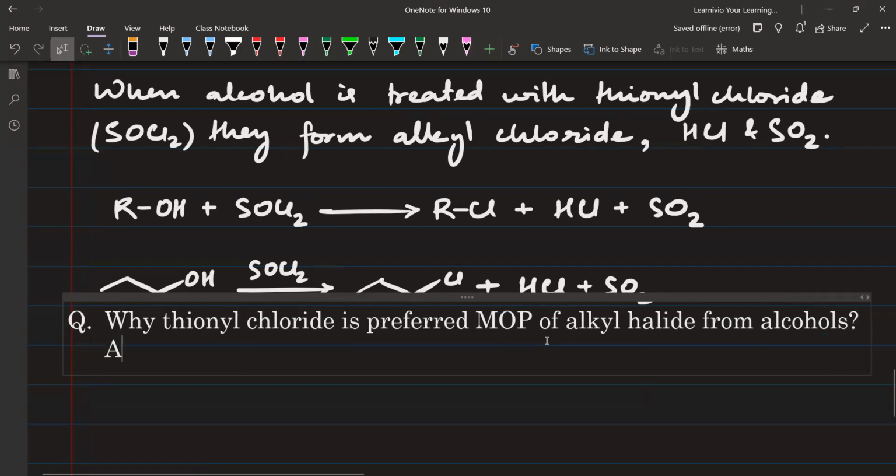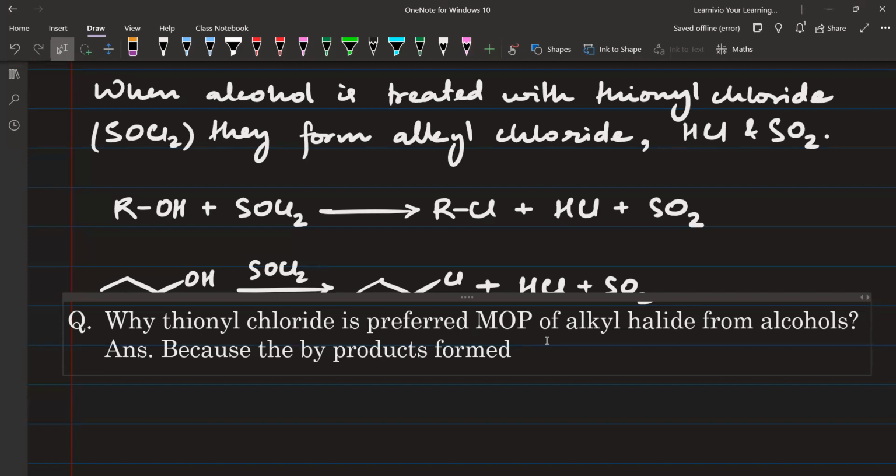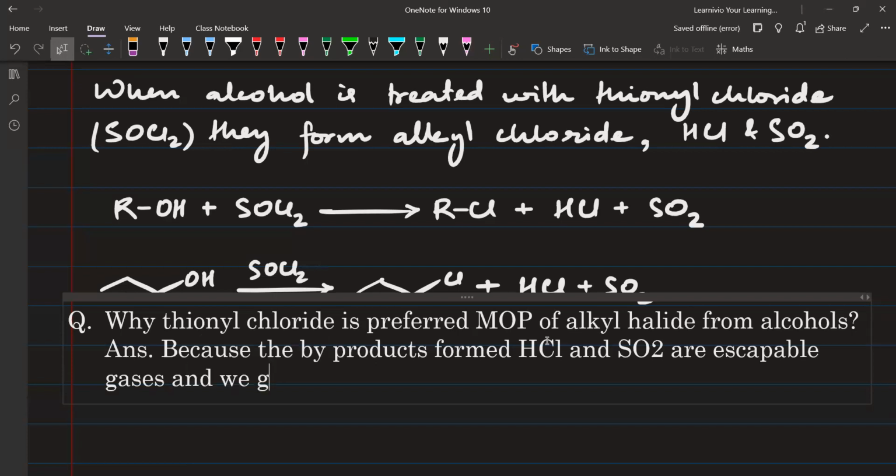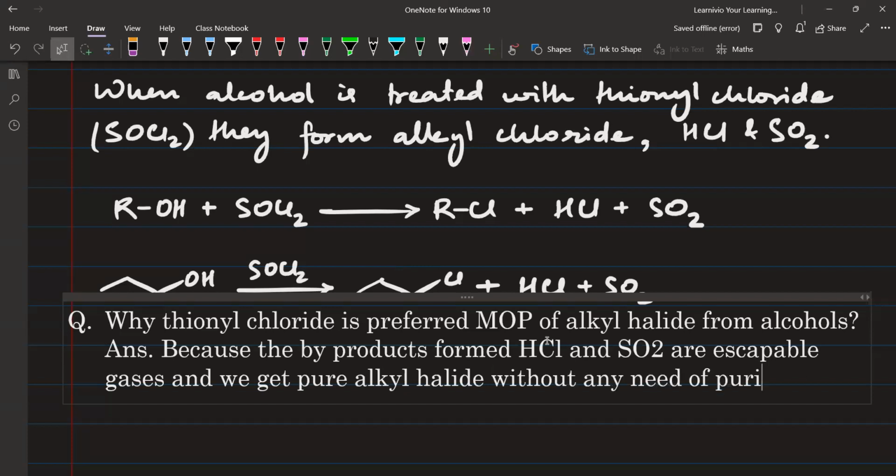What is the answer? The answer is because the byproducts, HCl and SO2, are escapable gases, and we get pure alkyl halide without any need of purification.